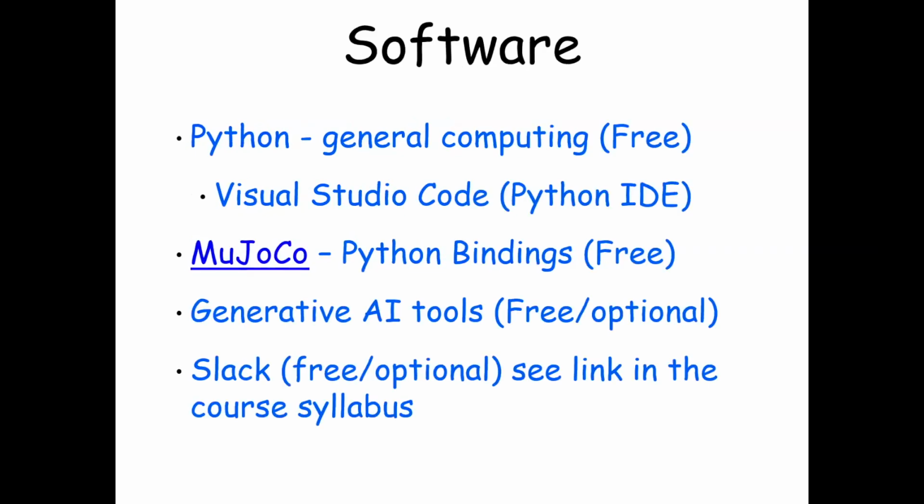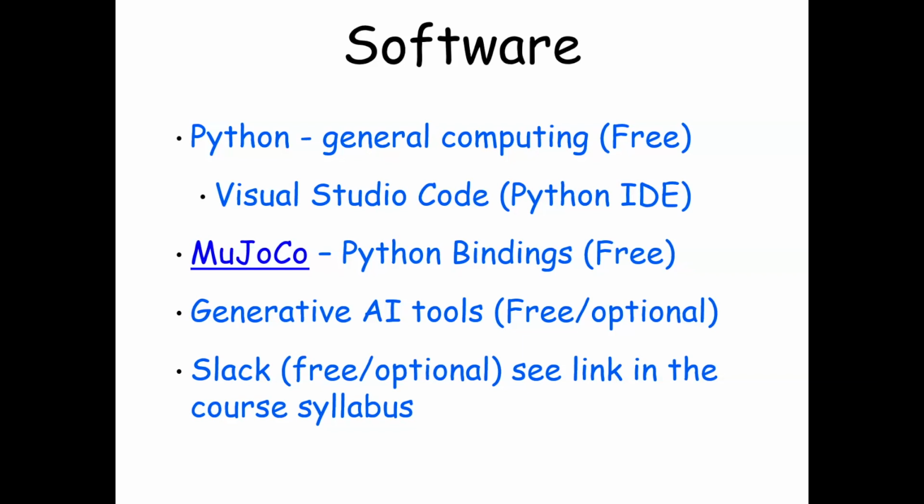One thing I try to do in all my courses is keep everything as free as possible. And I think for this one, everything is free. You don't have to buy anything. Python is free. I'm going to use Visual Studio Code, but some people use other ones like PyCharm, Jupyter Notebook, and so on. But I just want to stick to Visual Studio Code. MuJoCo is the software. It's basically a robotics simulator which we'll be using.